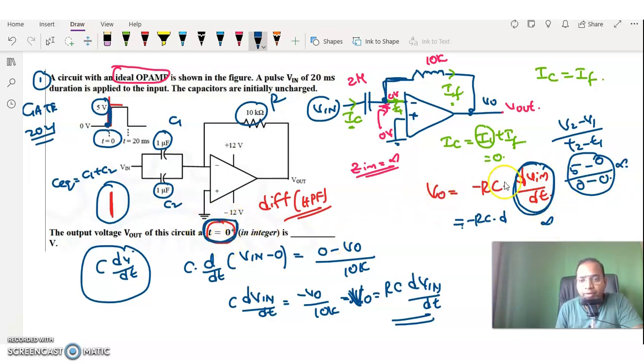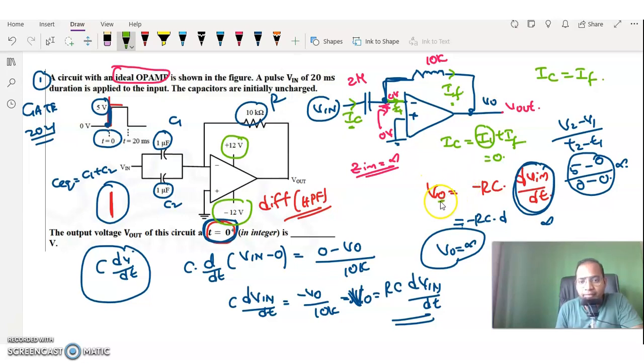Okay, so now V0 is equal to minus RC into infinity, meaning you will get the output voltage equal to infinity. Okay, so as per these calculations we got output voltage equal to infinity, but in the realistic case we don't get output as infinity. So what is the maximum voltage we can get from the op amp? It might be either plus Vsat or minus Vsat.